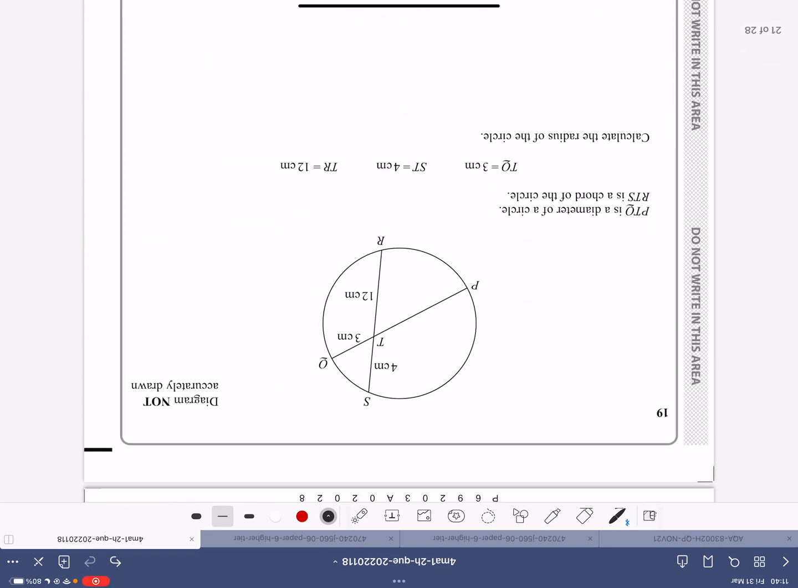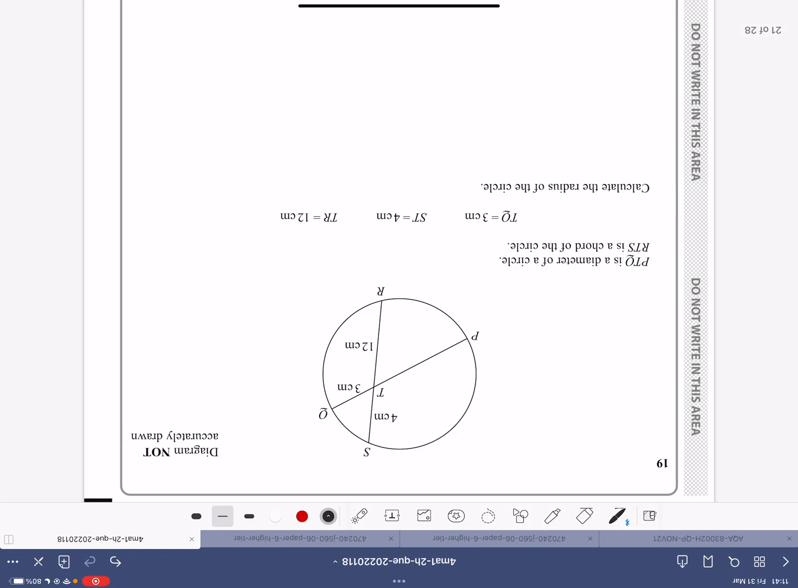Right, number 19. PTQ is the diameter of a circle. RTS is the chord of a circle. T to Q is 3, S to T is 4, and T to R is 12. Calculate the radius of the circle. Okay, so I need to work out this, because that's the diameter, and then I need to half it. So I actually need to work out that distance there.